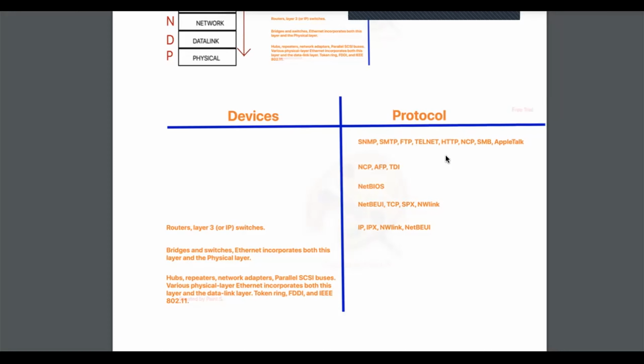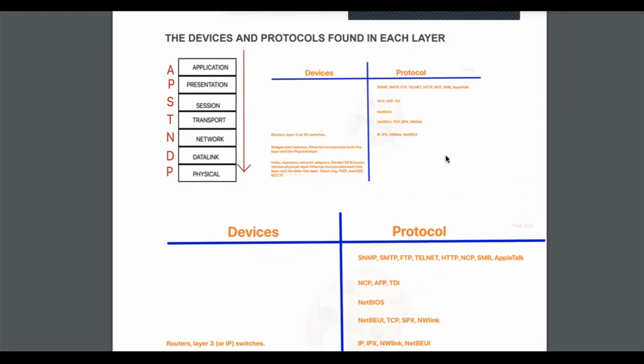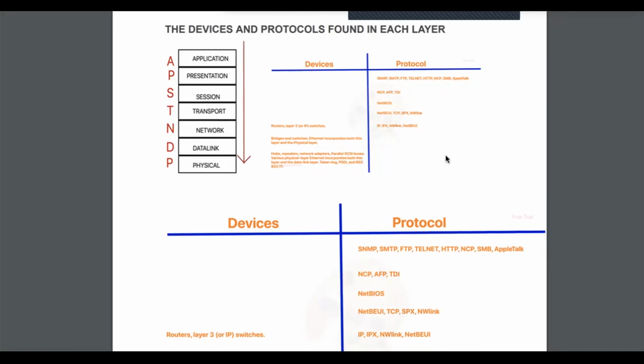and many others. In the transport layer, we have protocols like NetBEUI, TCP, SPX, and many others as well. We also have the NetBIOS protocol in the session layer. In our presentation layer, we have NCP, AFP, TDI, and in the 7th layer, which is the topmost layer, we have SNMP, SMTP, FTP, Telnet, so many protocols in this layer as well.